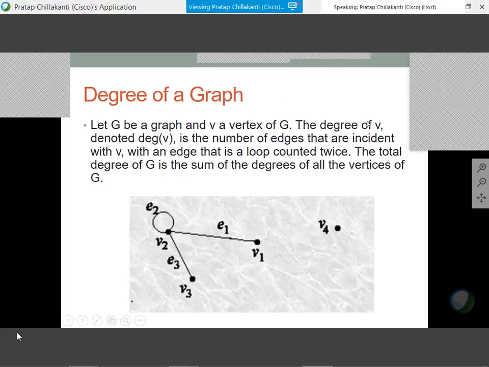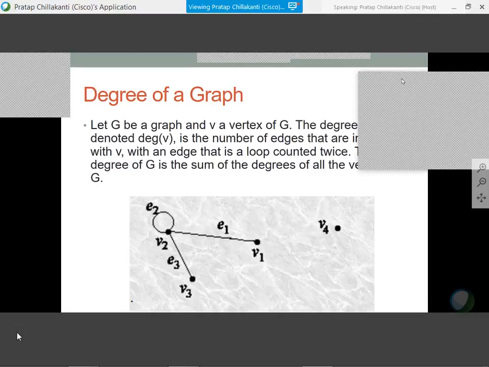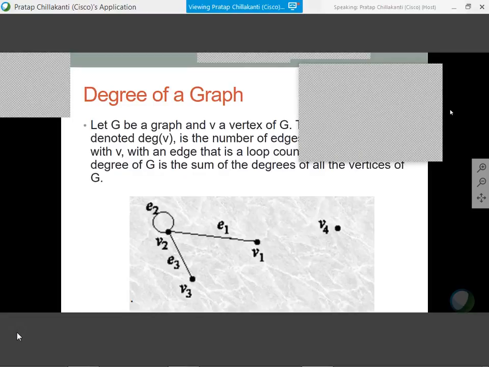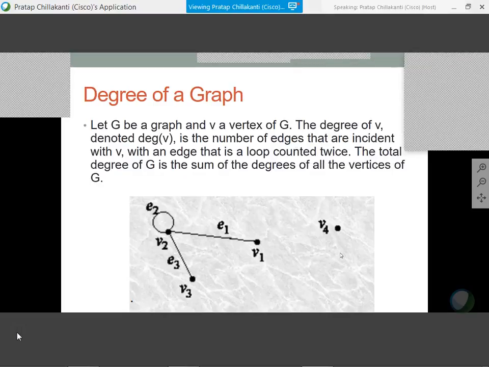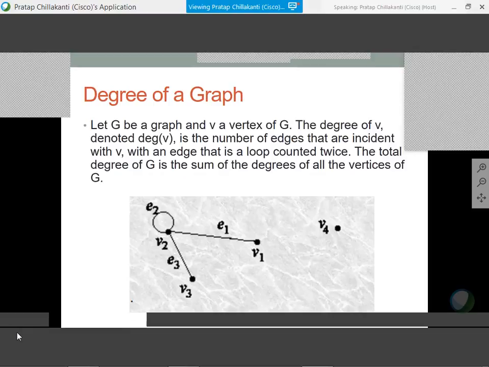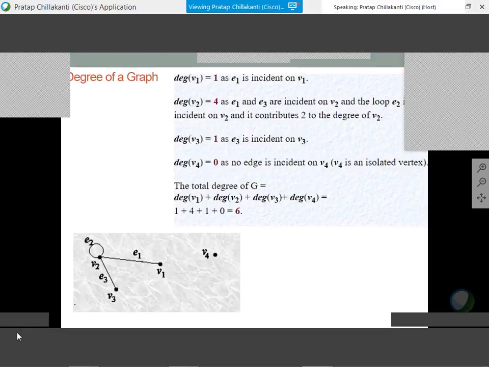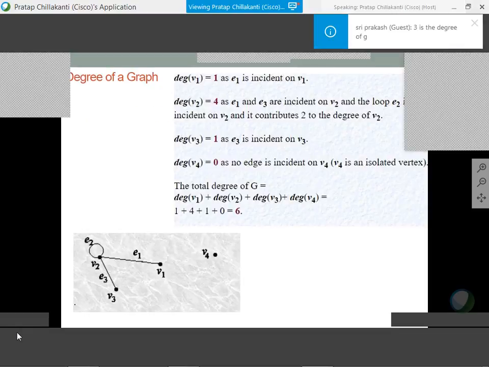Sri Prakash said yes. Yes for what? You gave an answer up. Let me check what answer you gave. Sri Prakash said 3. 3 is the total degree of the graph. Is that what you're saying, Sri Prakash? Okay, let's check. Did anyone give total 6?